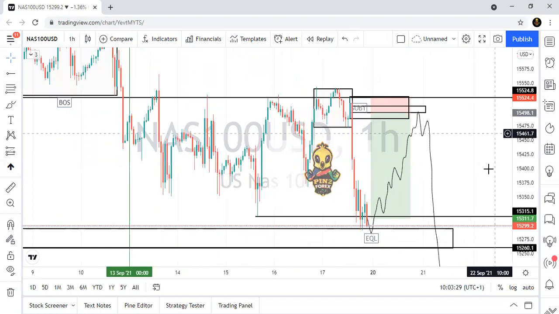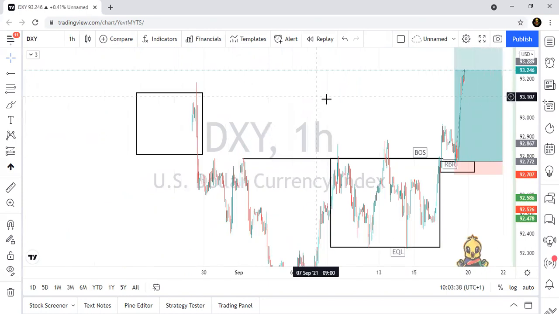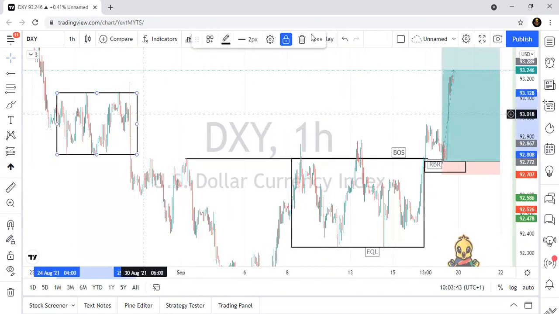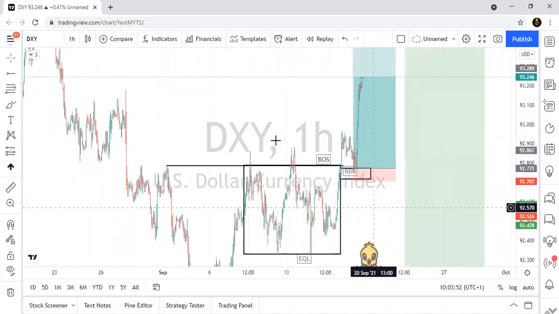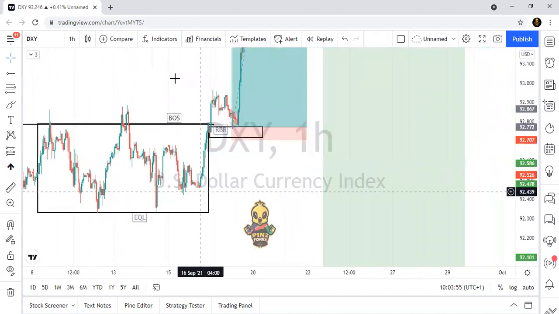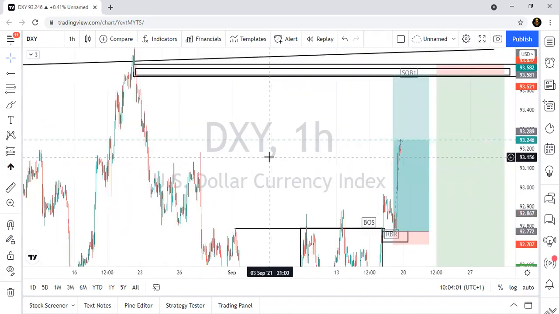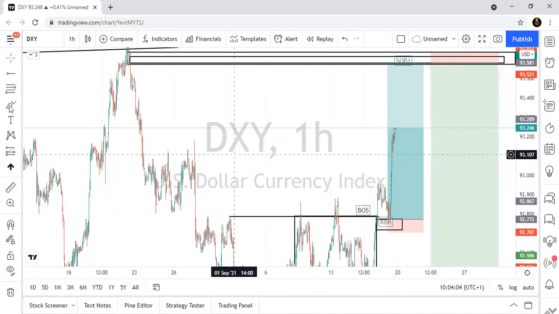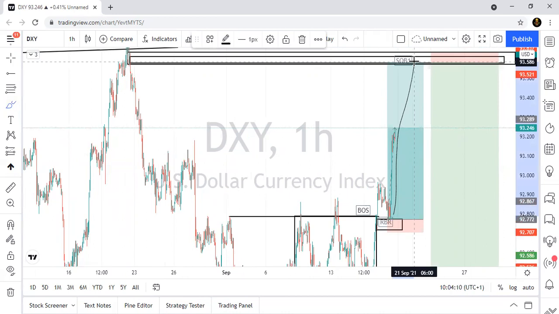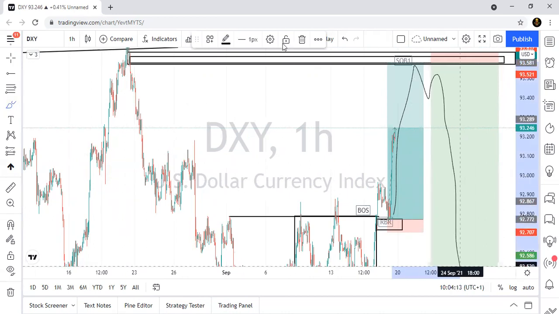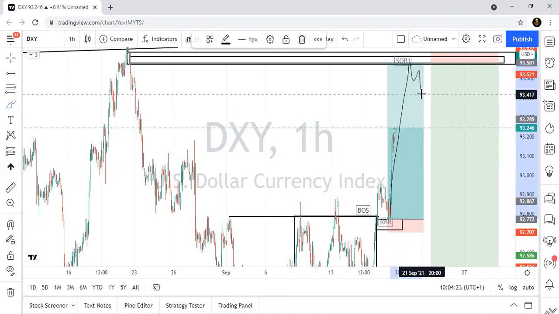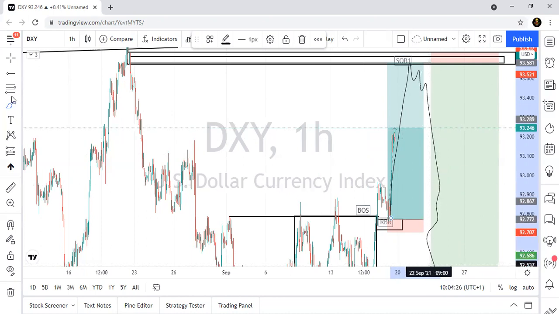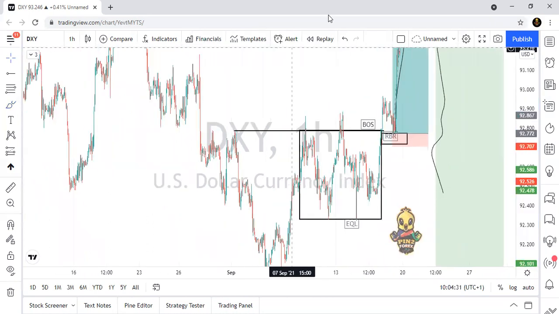Let's see DXY. Right now DXY is just going up. But it's coming down and got structure. Right now we're just waiting for DXY to continue coming up until here before coming down. Our target is going to be until here.